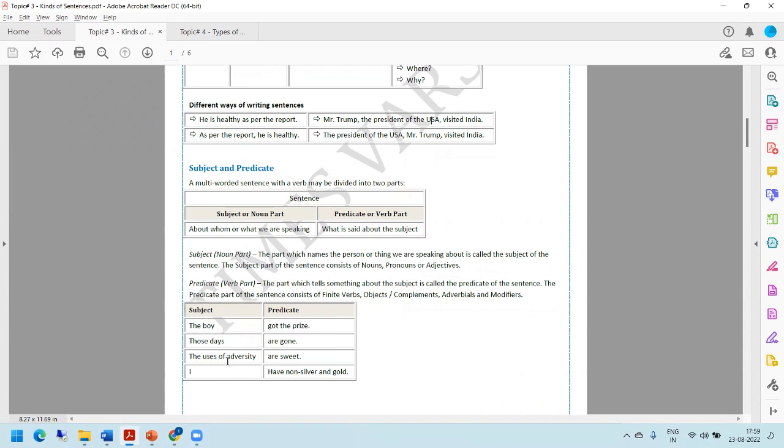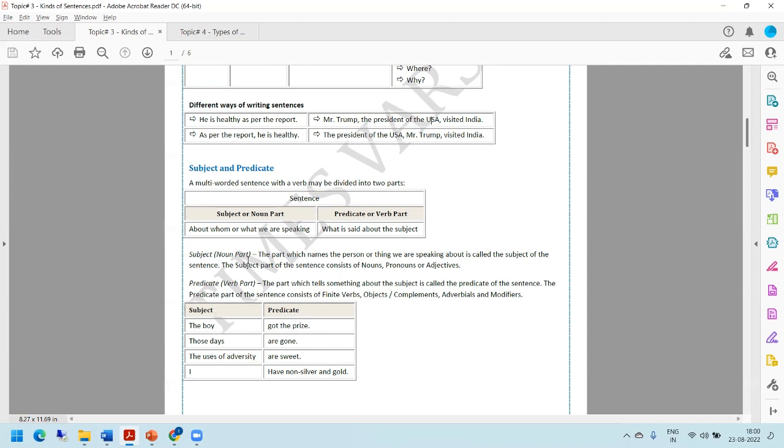Similarly, another sentence: the uses of adversity are sweet. In this case, up to the uses of adversity is the subject, and are sweet is the predicate. Another sentence: I have neither silver nor gold. In this case, the subject is I and the predicate is have neither silver nor gold.